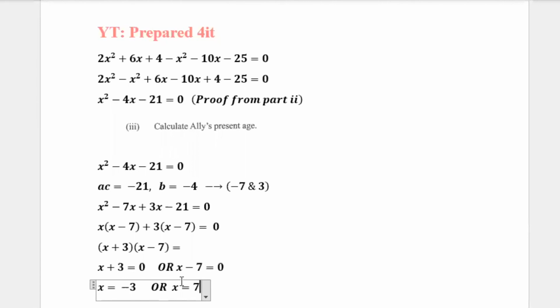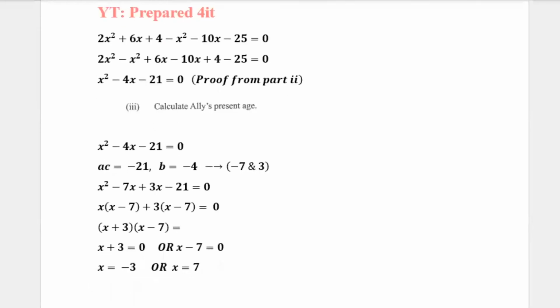This is just reasoning ability. Very good. It's simply the truth, because our age cannot be negative. We've never heard of anyone being minus 3 or minus 25. So we had to choose the positive, or the more realistic, value. So therefore, Ali's age is 7. So Ali is 7 years old.